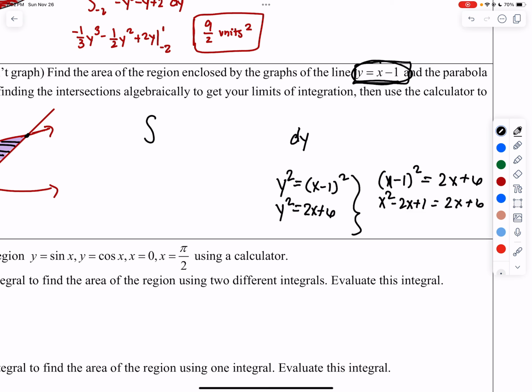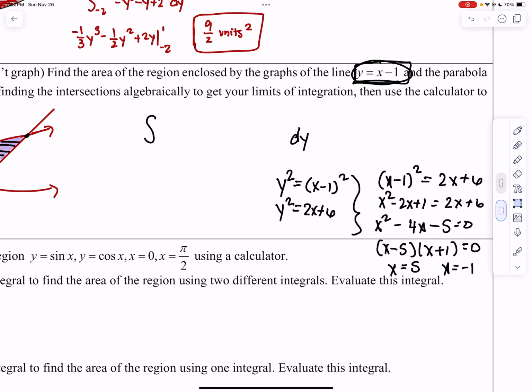So that's going to give us x squared minus 4x minus 5 is equal to 0. (x minus 5)(x plus 1) is equal to 0, means that x is equal to 5 and x is equal to negative 1. All right, now, before you put my limits of integration as 5 and negative 1, remember that these are your x values. My limits of integration need to be in terms of y because I'm doing dy.